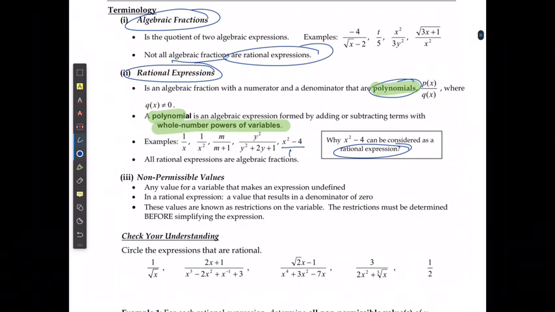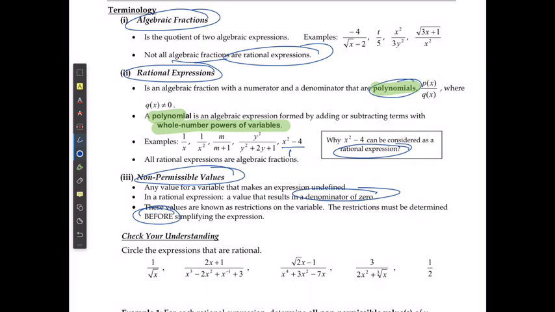For non-permissible values, it's any value for a variable that makes the expression undefined. If we substitute a value into the variable and try to solve it, we're going to wind up with that error on our calculator. In a rational expression, anytime I have a value for the variable that results in a denominator of 0, I can't divide by 0, so it's not going to work. These are known as restrictions on the variable, and the restrictions must be determined before simplifying the expression. After we simplify the expression, we might wind up eliminating some of the restrictions. We need to do it before we start canceling things out, which we're going to take a look at in a second.